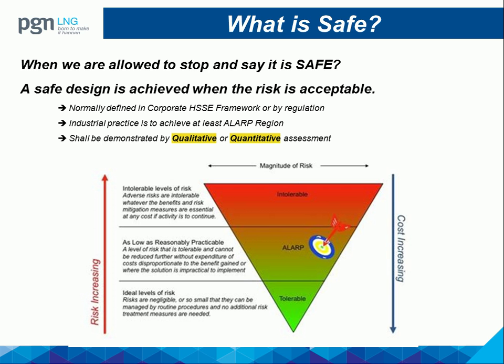And normally if you see the pyramid, in the intolerable area the risk is very high, but the cost is minimum. While in the tolerable area, you already minimize the risk, but there is some cost that you need to pay to include those barriers. But all in all, safe design is achieved when the risk is acceptable.